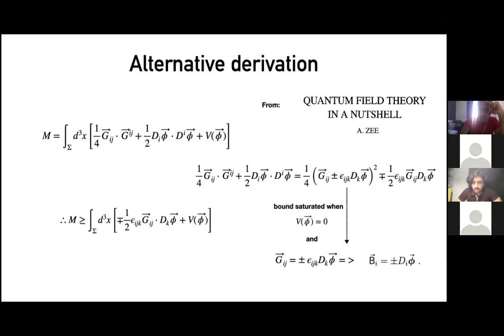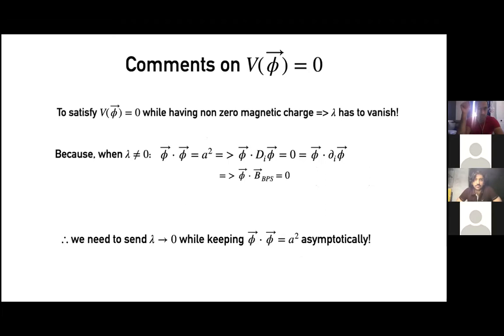And what are you trying to do? Again, you're completing the square. It's the same kind of trick. You want to complete the square and have a remainder. The remainder now is going to involve v and this epsilon g dot d phi term. And so when v is 0 and when g equals epsilon d phi, the bound is saturated, and that gives you b equals di phi. So let's see how that works.